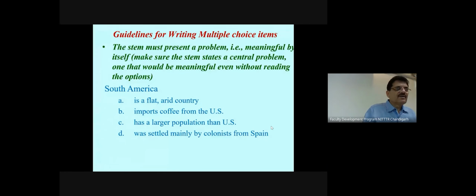Now, nothing is clear from this STEM. Is there a question? South America is a flat, arid country, imports coffee from the US, has a larger population than US, was settled mainly by colonists from Spain. कुछ तो स्टेम में होना चाहिए समझने के लिए कि क्वेश्चन मांगा क्या गया है.